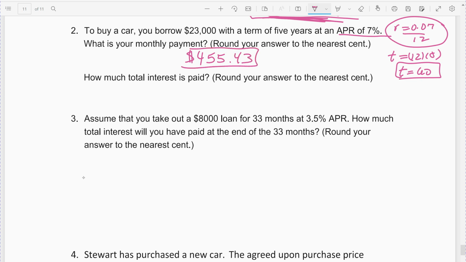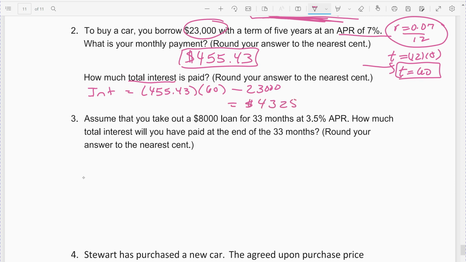$455.43 is your monthly payment. How much did you actually pay in interest? Remember, interest is your monthly payments, 455.43, times how many payments you made. You made 60 of them, right? That's what the T represents. Minus the amount you borrowed. Well, the amount you borrowed was the $23,000, and so the extra is the interest, and the interest comes out to $4,325.80, sorry, 80 cents.